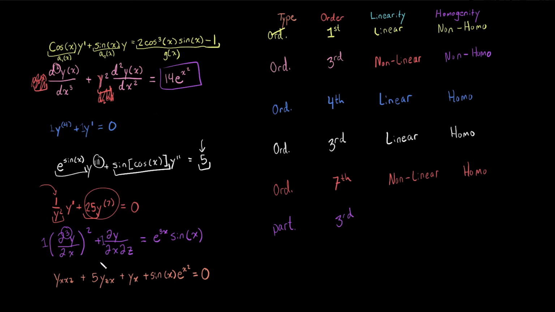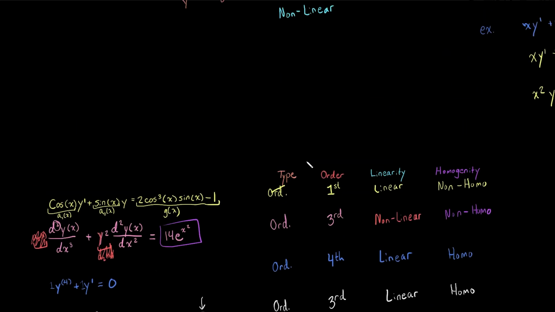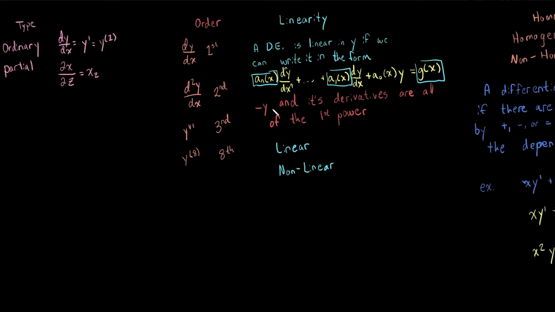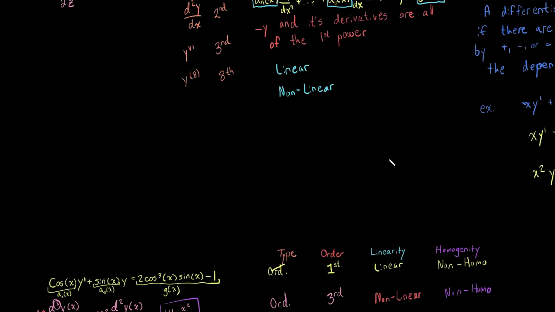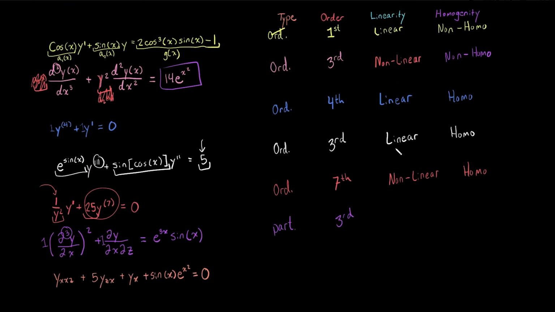But what you'll notice is that if you go back to our definition, it says y and its derivatives are all of the first power. So if we check ours, we'll notice that this isn't of the first power right here. This is instead of the second power. And since it's of the second power, it does not meet our conditions for being linear.